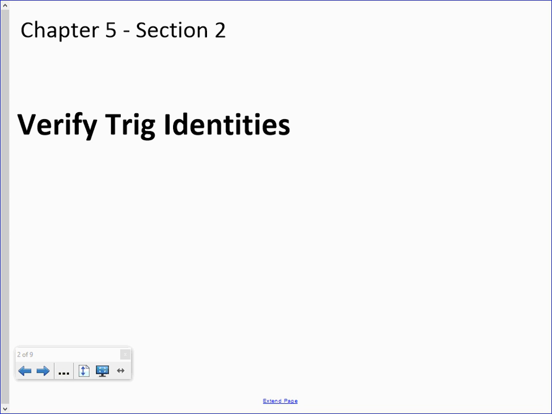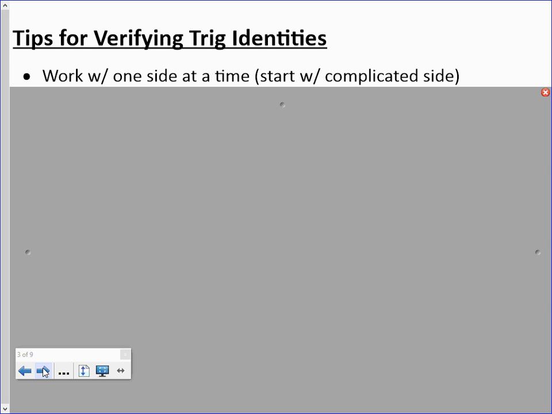It equals cosine squared of theta. And then your job is to make one side look like that. Okay? So it's basically like giving you the answer, and then you just have to do all the work to get to that answer. And that's what verifying trig identities is. So here are some things to note about verifying trig identities.